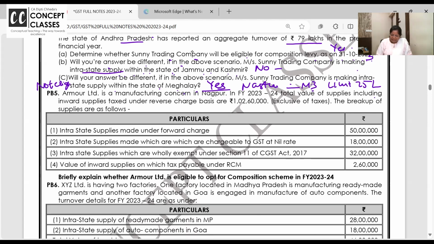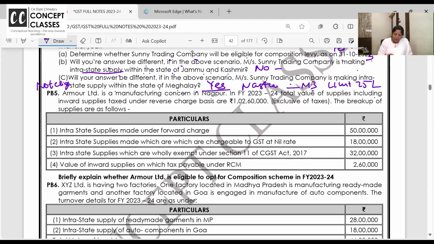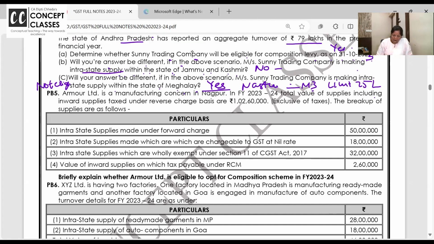Armor Limited is manufacturing. So don't write NAS2 and all. Just write that in the 8 states the turnover limit is 75 lakhs. So in Meghalaya it's 75 lakhs and this is 79 lakhs. So he cannot opt in. Armor Limited is a manufacturing concern.